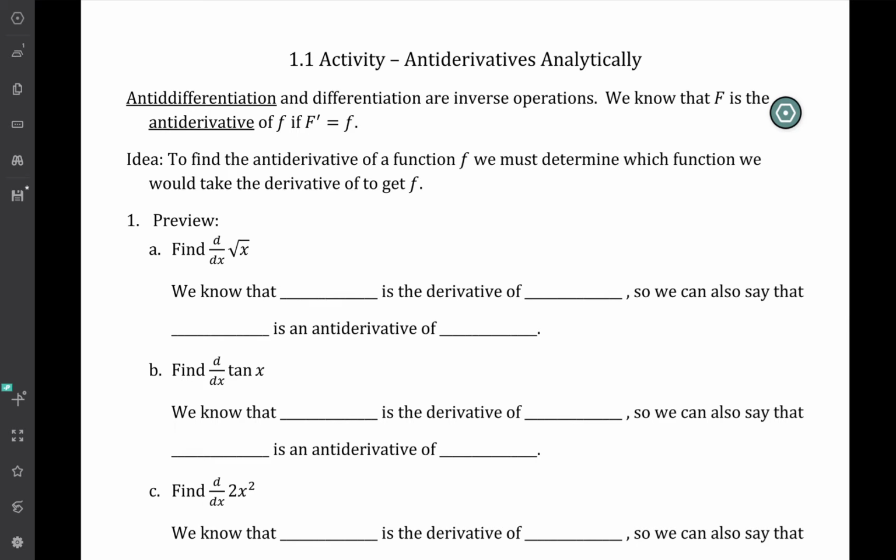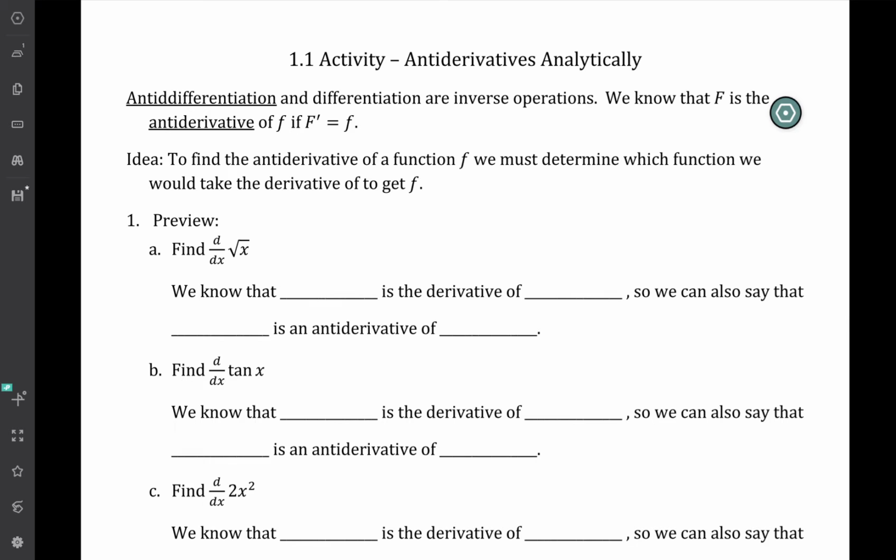So if we're looking at a function and we're trying to find its antiderivative, we're asking ourselves what function would we take the derivative of to get the thing that we're looking at. So we know that we have an antiderivative if we take its derivative and get the function that we started with. Okay, so this preview, I'm going to run through the first one.